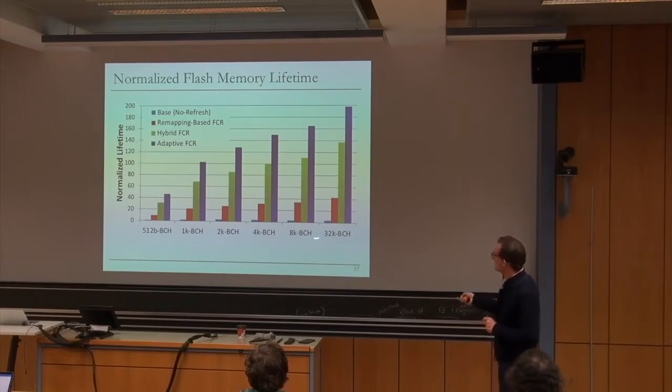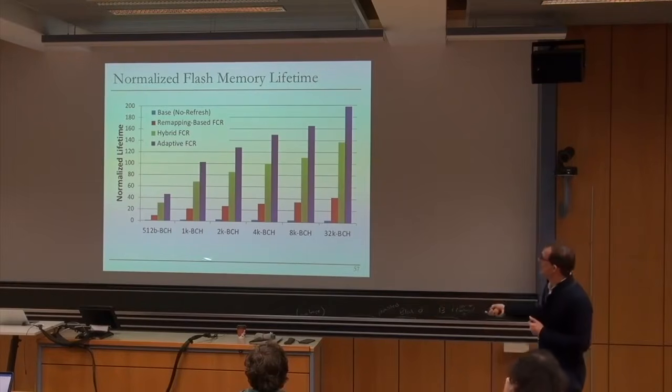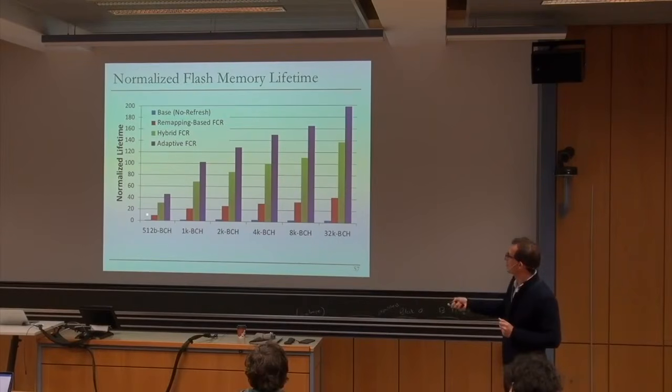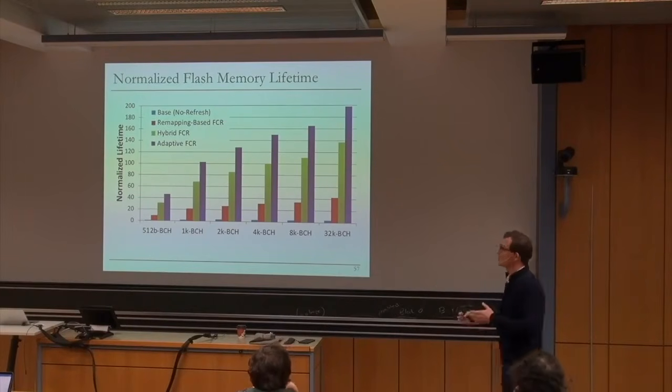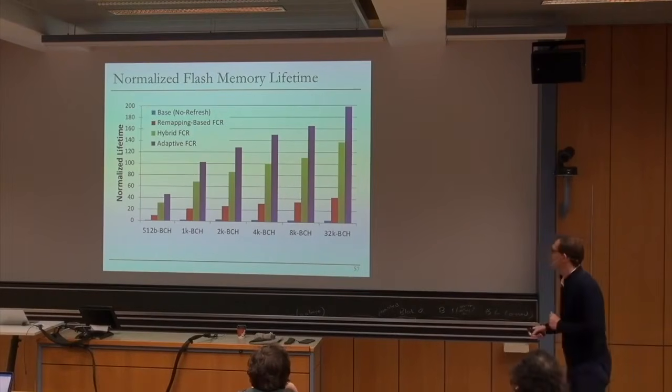But this is different error correction capabilities you have, and these are different mechanisms. Baseline is no refresh, and this is the normalized lifetime. One is basically 512-bit BCH codes. At that time it was reasonable. And basically you have one over here that you cannot see, but that blue bar over there is 1. And this is what happens if you use remapping-based refresh. This is what happens if you use hybrid refresh. And this is what happens if you actually have adaptive hybrid refresh. Adaptive meaning adapt to the lifetime that you have.